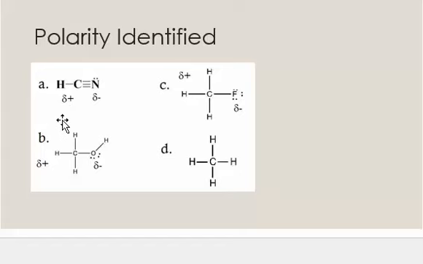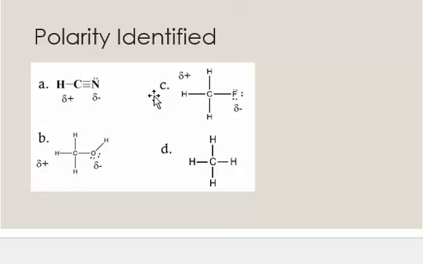For molecule B, the carbon atom is bonded to 2 different atoms, hydrogen and oxygen, so it is a polar molecule. Since oxygen has a higher electronegativity than carbon and hydrogen, the delta negative symbol is placed by the oxygen, while the delta positive symbol is placed by the part of the molecule that has carbon-hydrogen bonds.